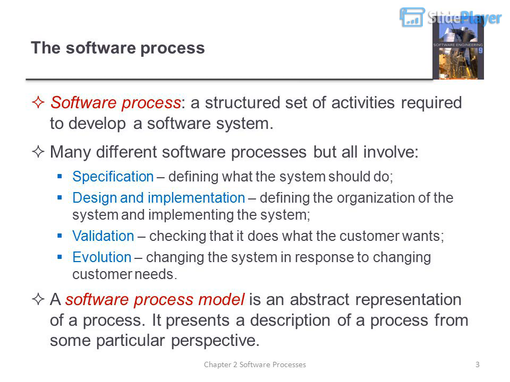The software process. A software process is a structured set of activities required to develop a software system. There are many different software processes but all involve specification, defining what the system should do. Design and implementation, defining the organization of the system and implementing the system. Validation, checking that it does what the customer wants. Evolution, changing the system in response to changing customer needs.